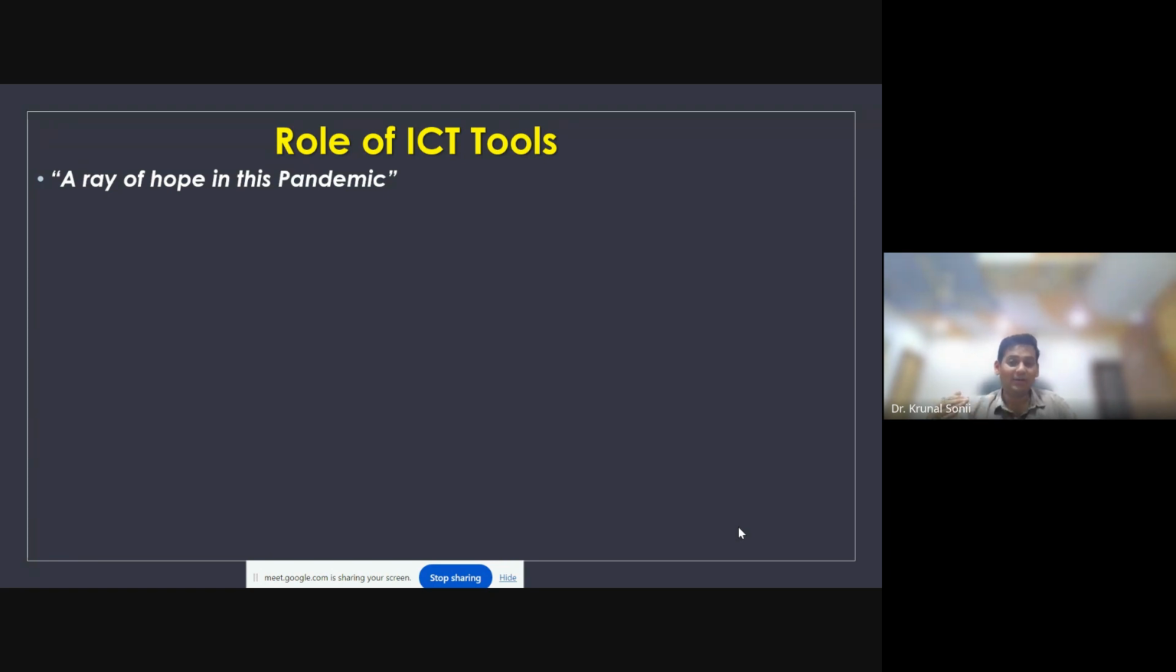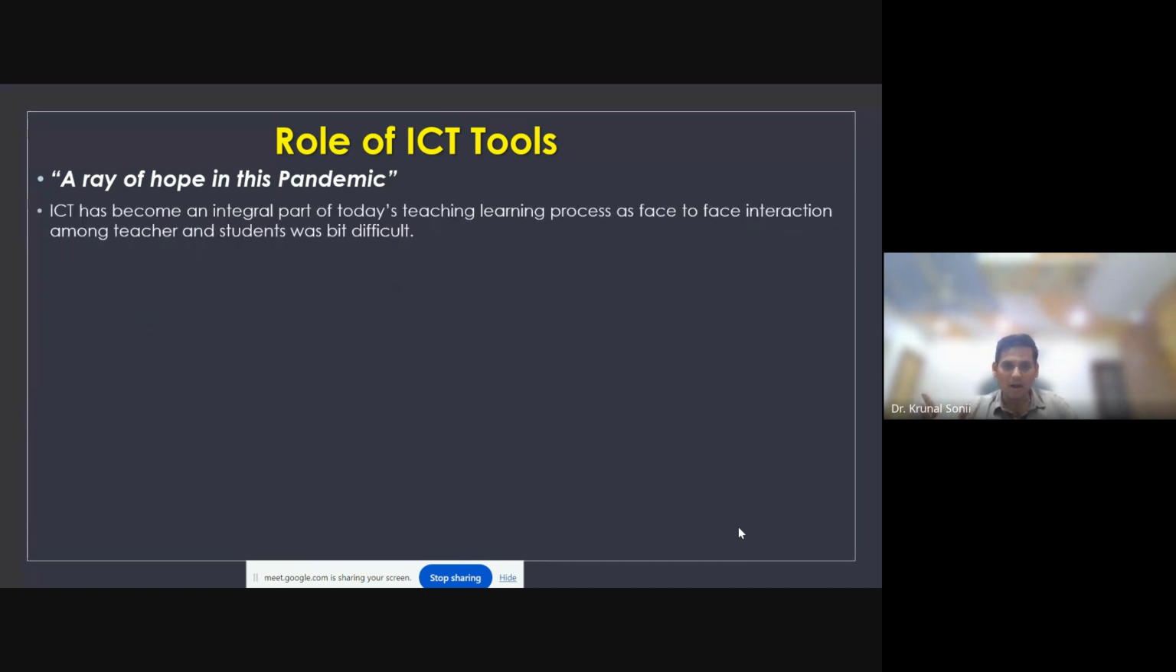So, the sky is the limit. There is no boundary. If you want to work, if you have a positive attitude towards work, if you want to develop your profile, the sky is the limit, and nobody is going to stop you at any point of time. Right. So, the ICT tool was a ray of hope in this pandemic. Right. How? It has become an integral part of the teaching program because the lectures were continuously going online. Even my child, who was in first or second standard, was sitting at the mobile phone for 3 to 4 hours. That forced us to sit at the mobile phones.